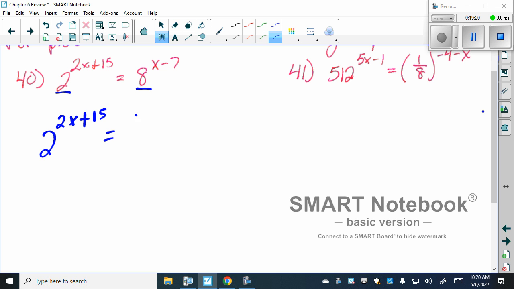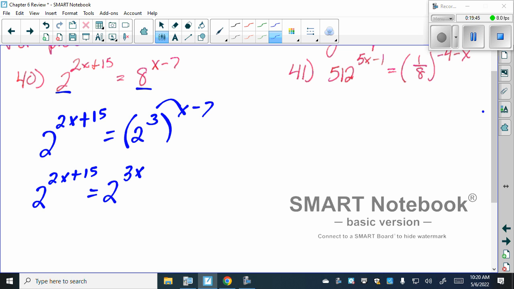But we can rewrite 8 as 2 to a power. Because 2 times itself a certain number of times would be 8. And that would be 3. Because 2 times 2 is 4 times 2 would give us 8. And we can distribute: 2 to the 2x plus 15 equals 2 to the, well, 3 times x is 3x minus 3 times 7 is 21.